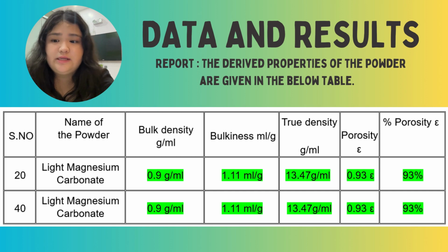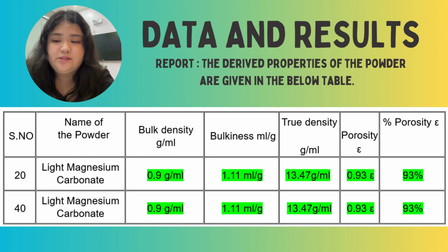The first one is in sieve number 20. Name of powder is light magnesium carbonate. Bulk density is 0.9 gram per ml. Its bulkiness is 1.11 ml per gram. True density is 13.47 gram per ml. Porosity is 0.93 and percent porosity is 93%.